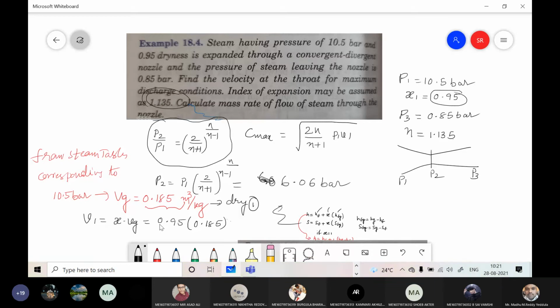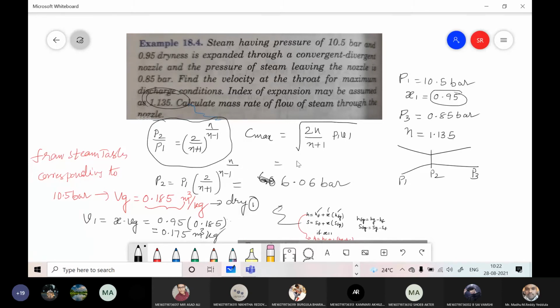Whatever values we are taking from the saturation table, we are taking the values corresponding to dryness fraction 1. If your dryness fraction is less than 1, you need to multiply with that factor. What is the V1 value? 0.175. 0.175 meter cube per kg. Therefore, you have the V1 value, right?